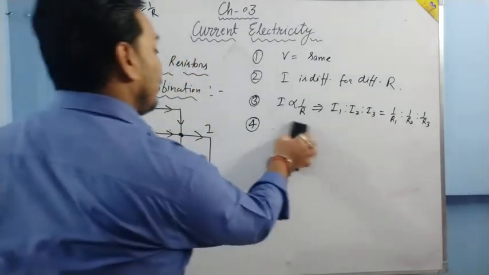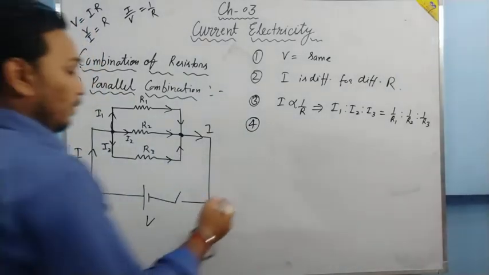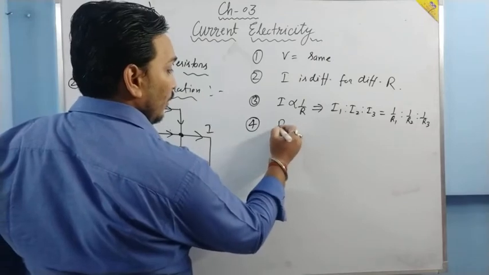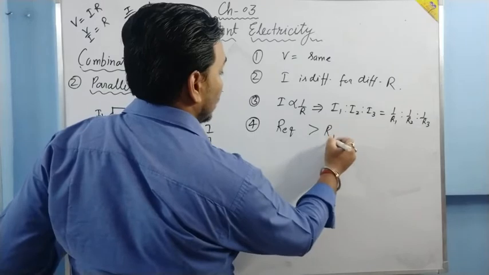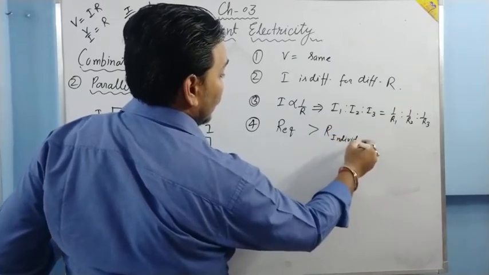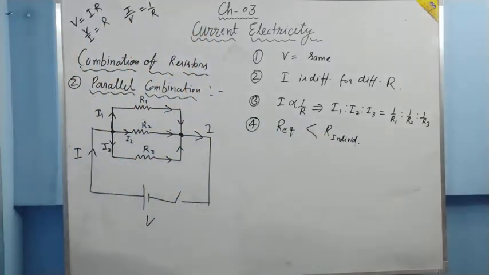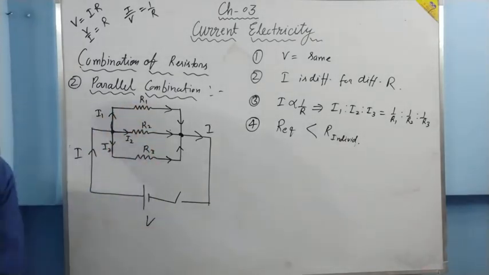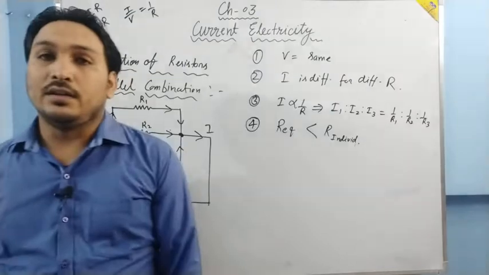Next point is, if we compare R equivalent to R1, R2 and R3, means R individual, what we found is that R equivalent is actually less than R individual. Whatever the answer will be, it will be less than R1, it will be less than R2, it will be less than R3. Okay? So now from here you can have an idea.